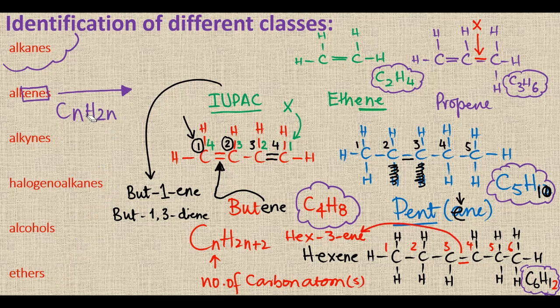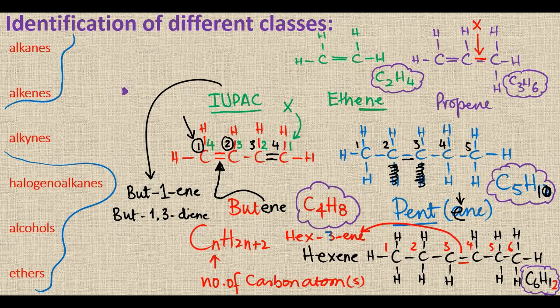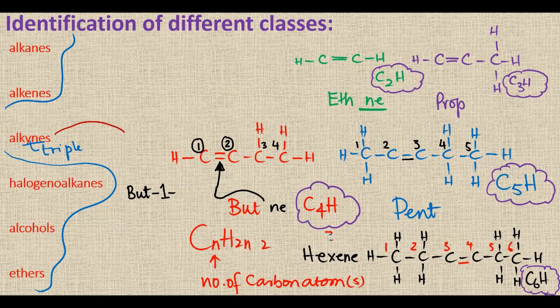Next compounds which we are going to talk about now are alkynes. Alkynes are hydrocarbons which contain a triple covalent bond. The general formula for alkynes is CnH2n-2.